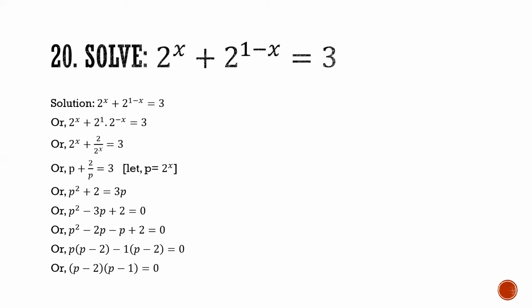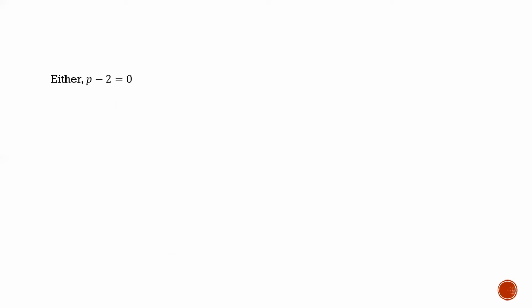Now we got two factors, both will be equal to 0. Either p minus 2 equals 0, therefore p will be equal to 2, as we have let p equal 2 to the power x. So replacing p with 2 to the power x, we will have 2 to the power x equals 2 to the power 1. As we know, if there is no power, we can write 1 as the power. So 2 to the power x equals 2 to the power 1. As we have two equal sides with equal base, then the powers will also be equal. So from there, x equals 1.